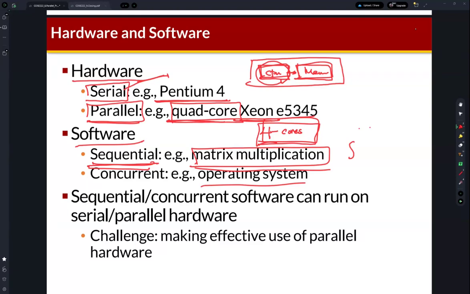Actually, in a multi-core architecture, we can also run sequential software or concurrent software, right? In order to utilize the parallel architecture efficiently, we need to build our applications effectively for the parallel architecture. So this is the challenge of parallel programming.